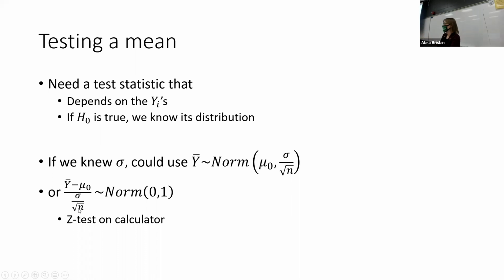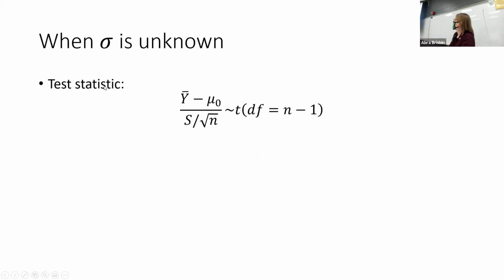Sam? Yeah, if we replace that with the sample standard deviation S, what's that going to do to the distribution? Very good. These things keep coming back. So our test statistic will be y bar minus mu naught over S over the square root of n. And that's going to have a t distribution with n minus 1 degrees of freedom.